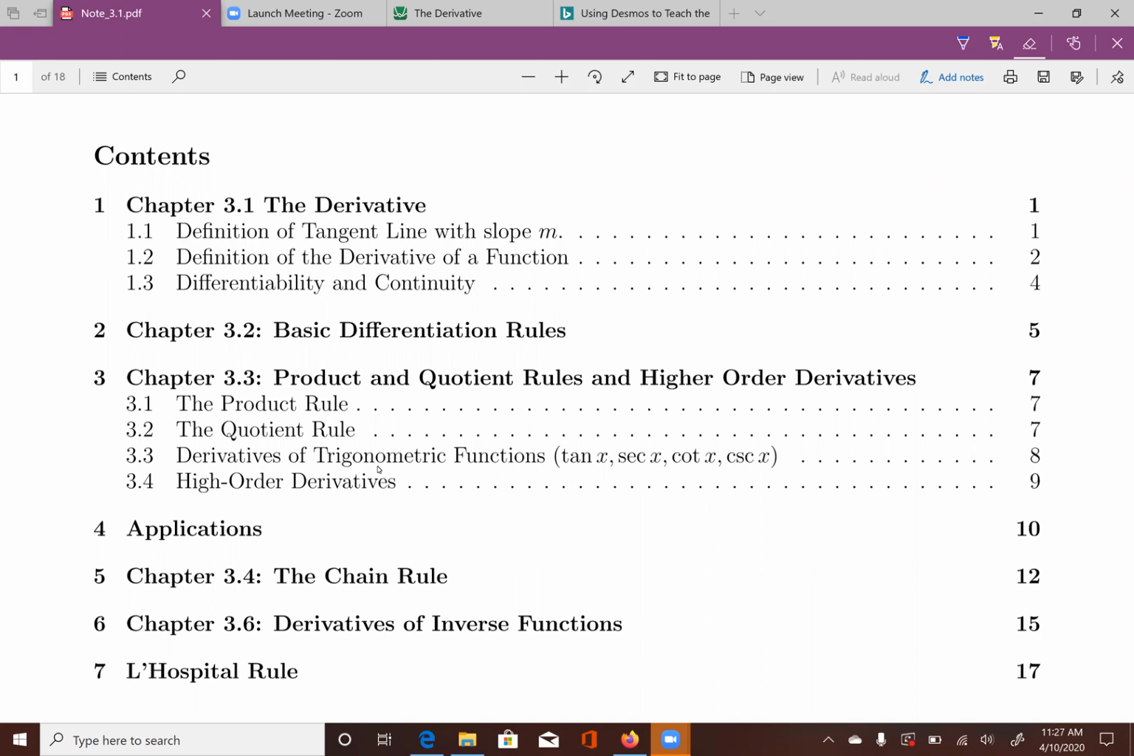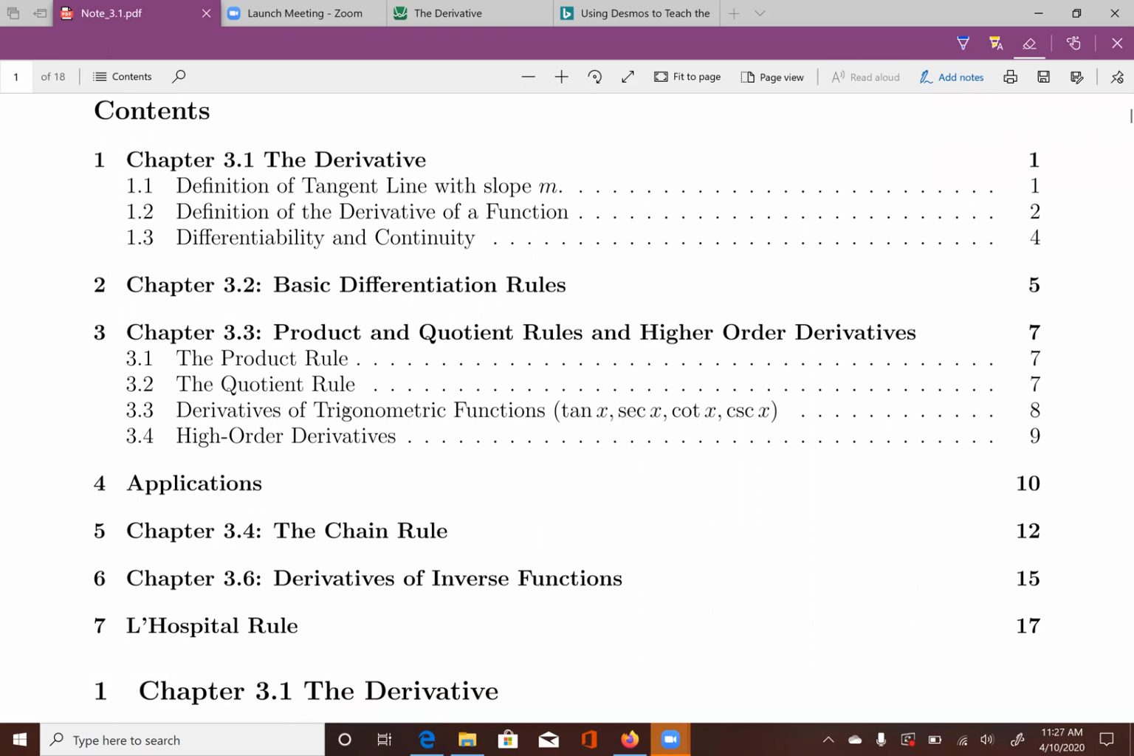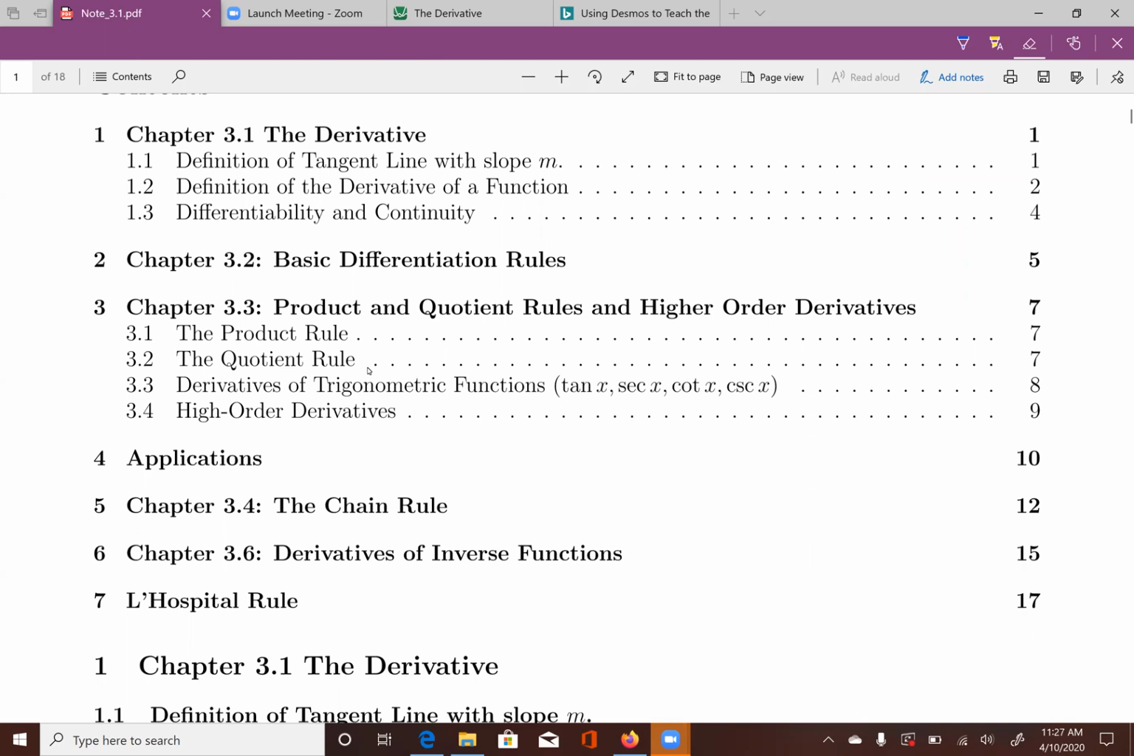Chapter 3 introduces the idea of the derivative. It starts with the definitions of the derivative using the limit process, and then it continues introducing some basic rules and some differentiation rules that we can use in order to find the derivative of any function. Let's start with a graph.